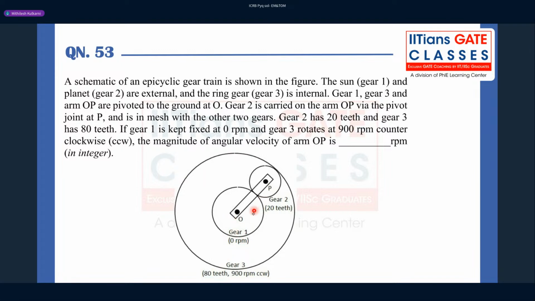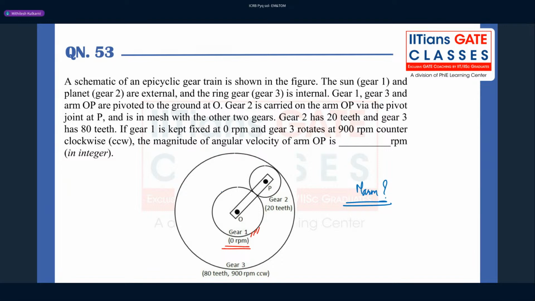If gear 1 is kept fixed, okay. So basically they are fixing this gear. Fixing this gear means 0 RPM. And gear 3 rotates at 900 RPM in the counterclockwise direction like this. The magnitude of angular velocity of arm OP is asked. So basically, N arm is what they are asking us.